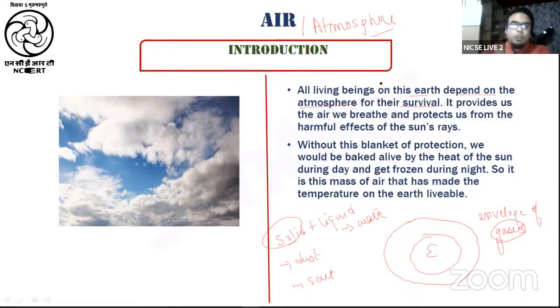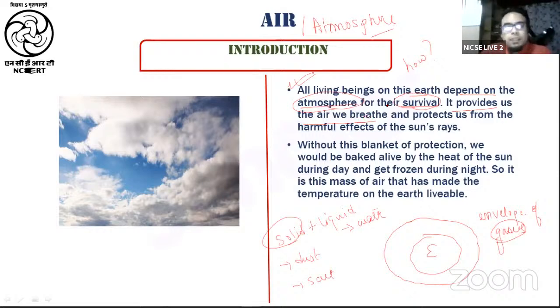So what is the first point stating? It states that all living beings on this earth depend on the atmosphere for their survival. But the question is how? Firstly, it provides us the air we breathe. For example, we need oxygen for survival, and in this atmosphere we have oxygen. Your plants need carbon dioxide for the process of photosynthesis. Therefore, plants also rely on the atmosphere for survival.